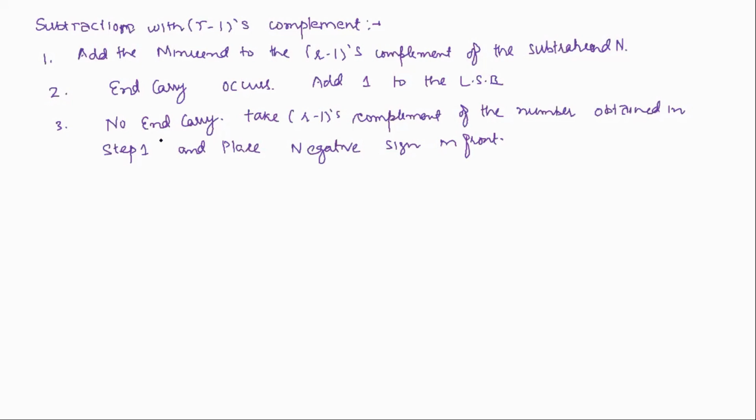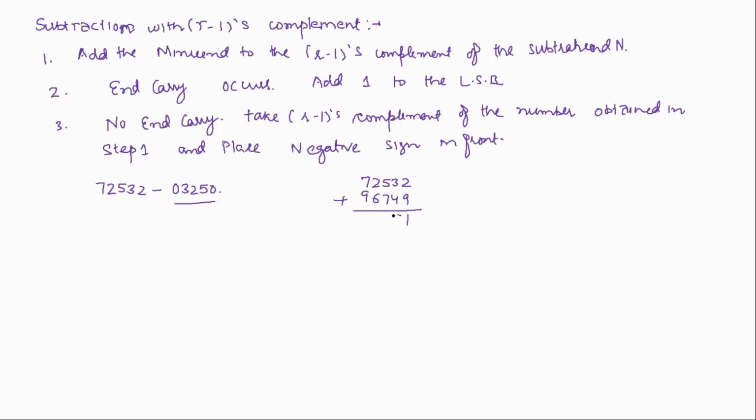Suppose I will be using the same numbers so that you will get a very good idea of the things. 72532 minus 3250. So you will write the minuend as it is. Then you take the 9's complement of this. The 9's complement of this is 10 raised to 6 minus this, so that comes out to be 96749, and then add them.